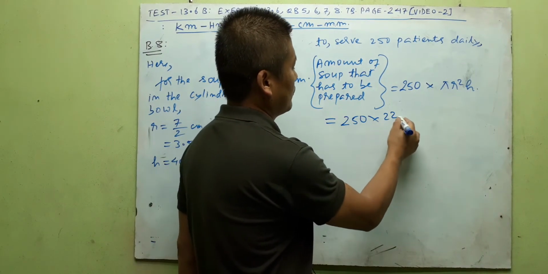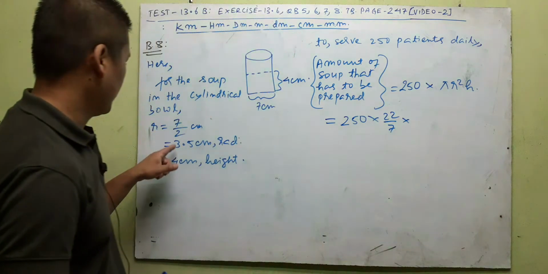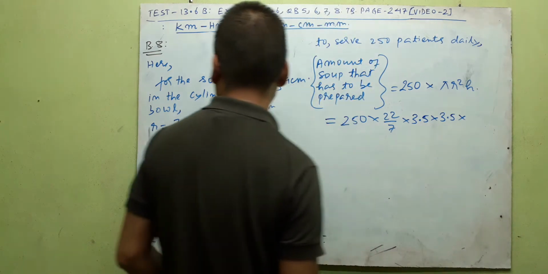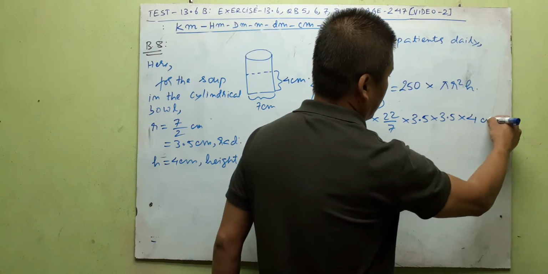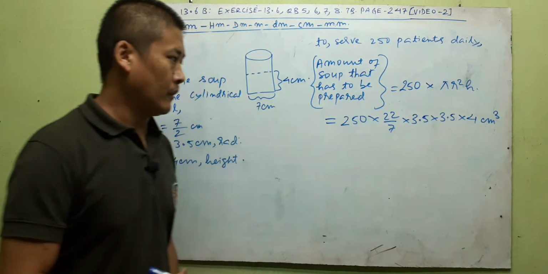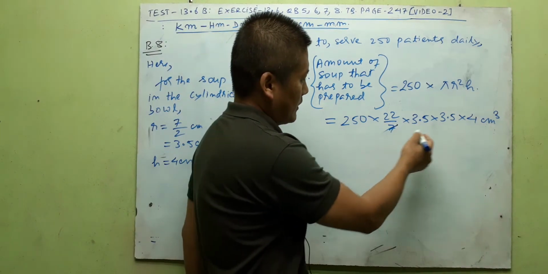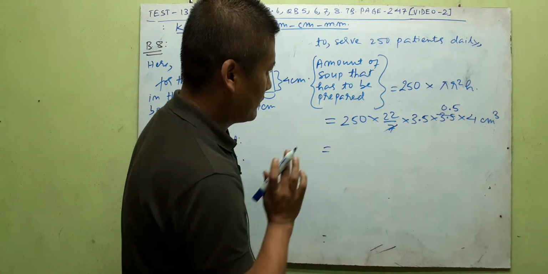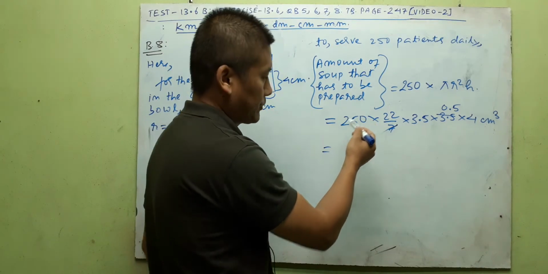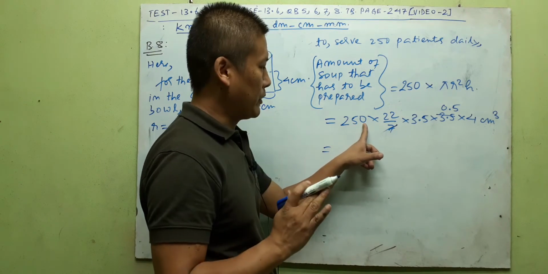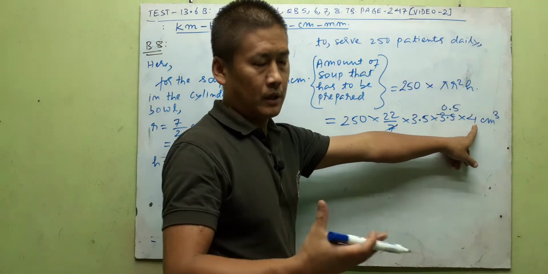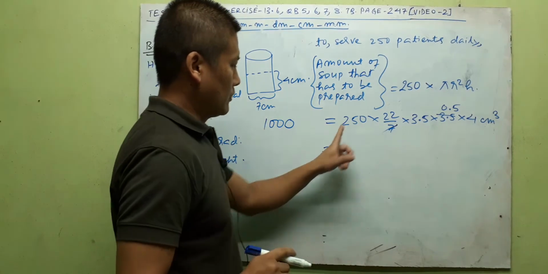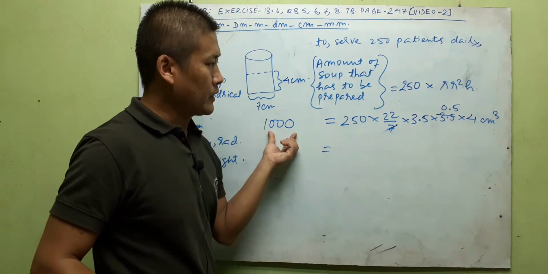250 into 22 by 7 into r, here 3.5, so we write 3.5 two times, into h, here 4, so we write 4. Volume is three dimensional, so centimeter cube. Then 7 ones are 7, and we know 0.5 is easy to divide. Forget about the 0 for one moment: 25 into 4 is 100, so 250 into 4 is 1000. Very easy.